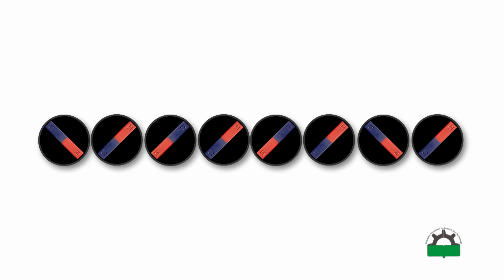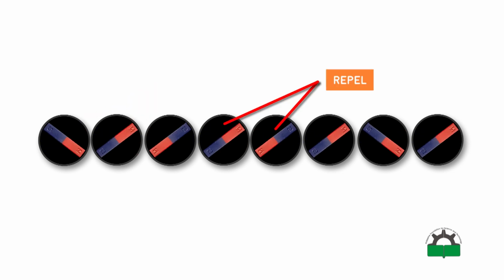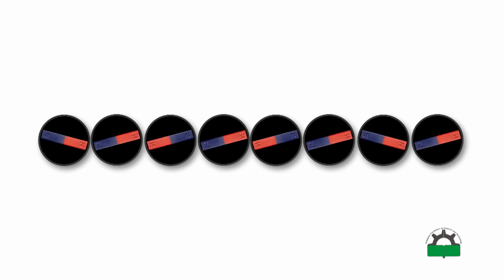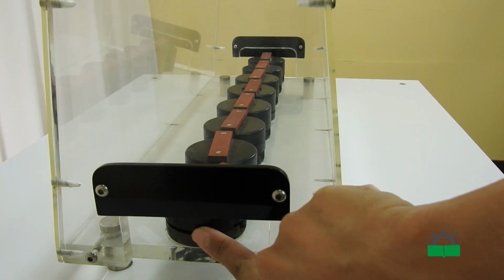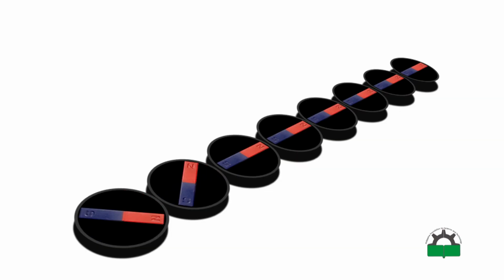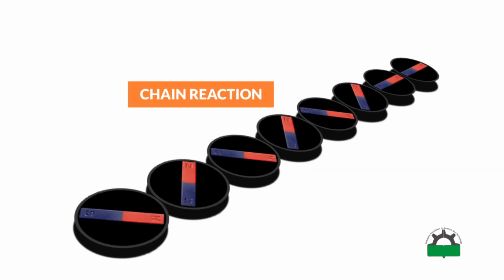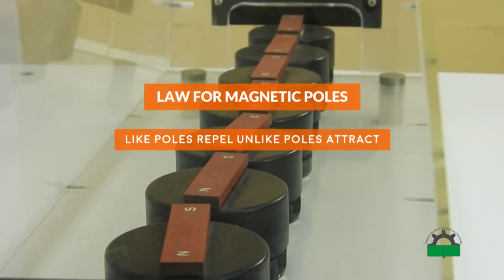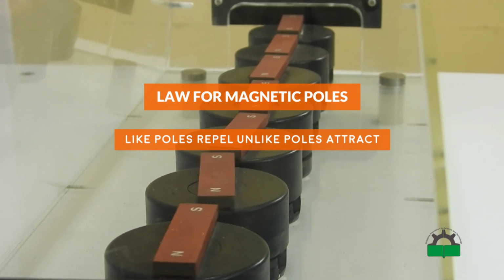Its own magnetic poles will attract or repel the poles of the magnet beside it, which in turn causes this magnet to rotate too, and so on and so forth. The attraction or repulsion between 2 magnets makes the row of magnets in the exhibit move in a chain reaction. This exhibit demonstrates the law for magnetic poles. Like poles repel, unlike poles attract.